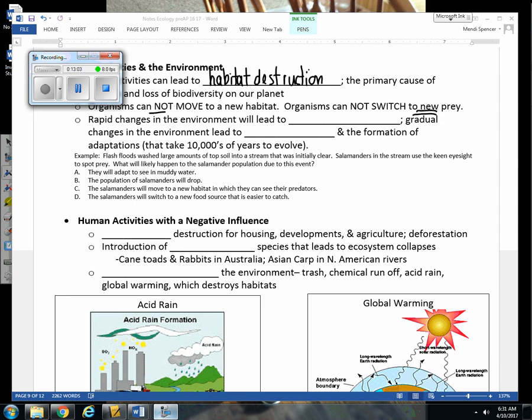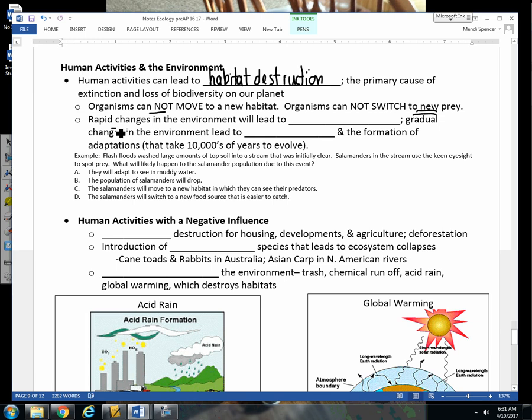And one thing I need you to note, we've talked about this before, is that if we have rapid changes in the environment, then that will most likely lead to extinction. However, if there's gradual natural changes to the environment, then that can lead to evolution of a species over time. Formation of adaptations to exploit resources can take tens of thousands of years to evolve. And if the change is gradual, then we see populations adapt to those changes. But again, a rapid or abrupt change is going to lead to population drop. And if population continues to drop, then it could lead to extinction.